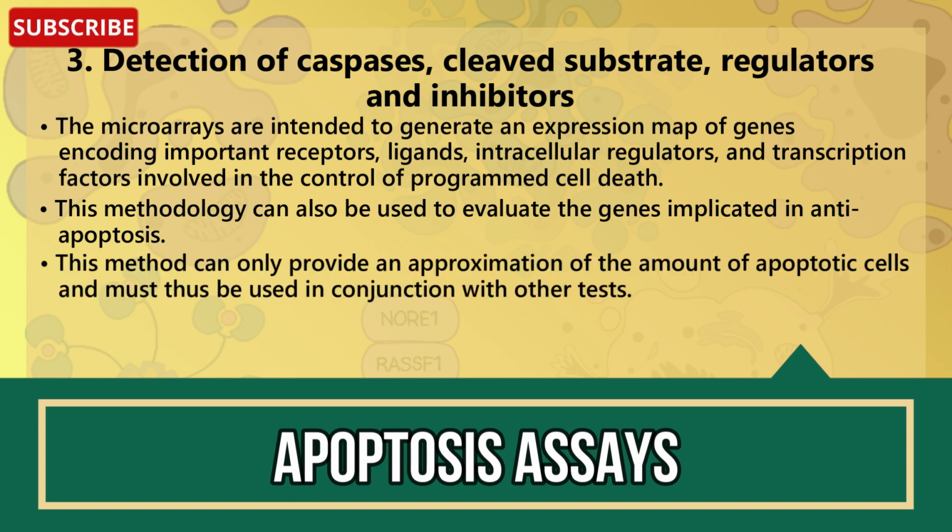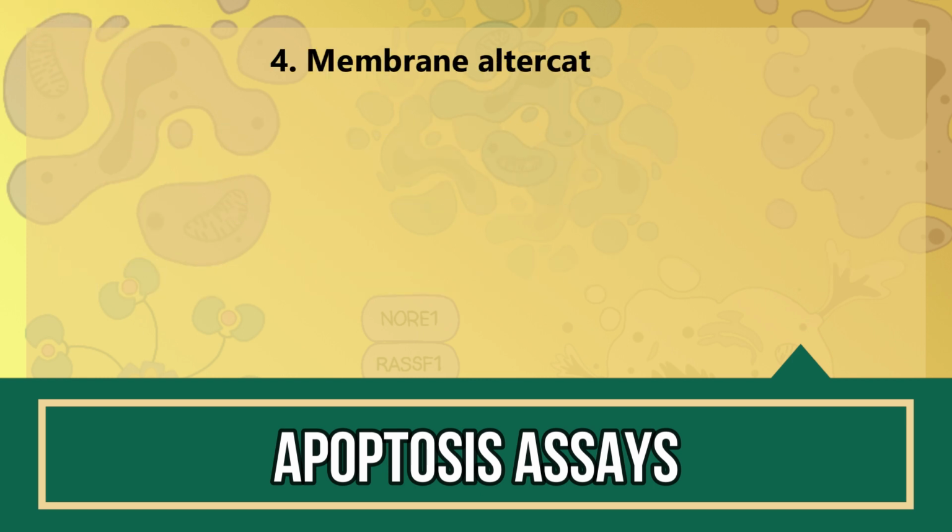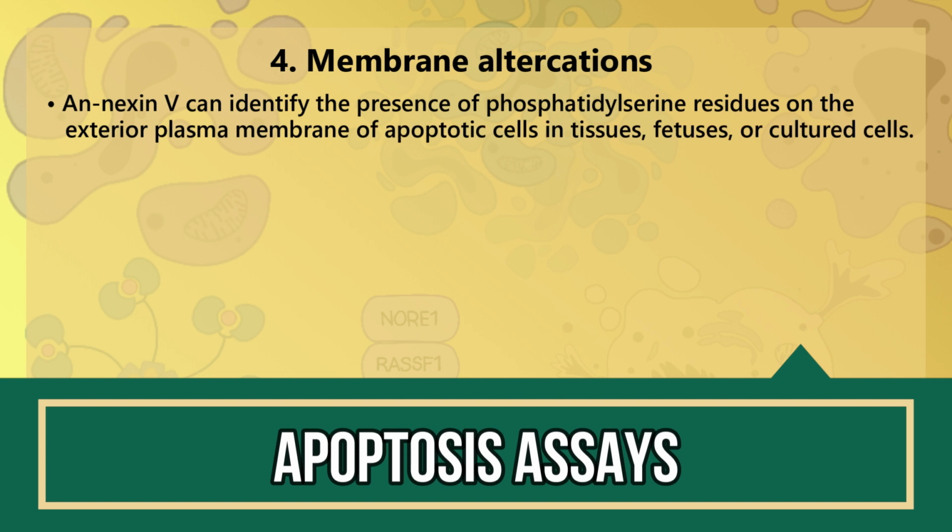This method can only provide an approximation of the amount of apoptotic cells and must thus be used in conjunction with other tests. Number 4. Membrane alterations. Annexin V can identify the presence of phosphatidylserine residue on the exterior plasma membrane of apoptotic cells in tissues, fetuses, or cultured cells.